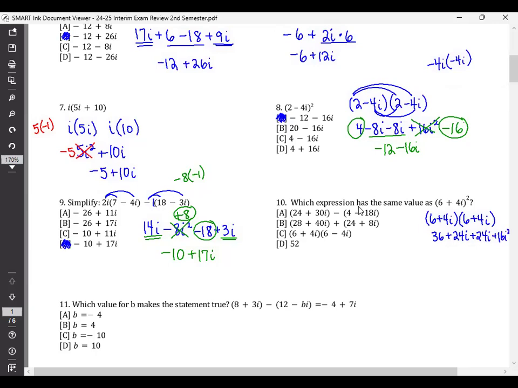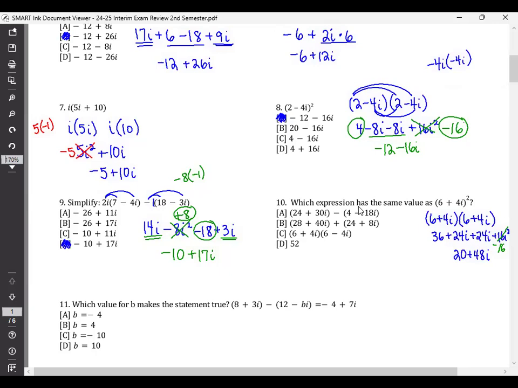And I'm going to fix my i squared. That's going to be -16. The i squared just simply changes the sign of whatever it's with. And then combine like terms. So 36 minus 16 is 20. And then 24 and 24 is 48. So we're looking for something that gives us that same answer.